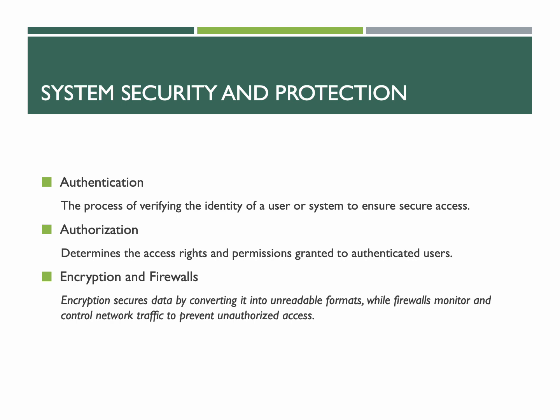Next is encryption and firewall. Encryption secures data by converting it into unreadable formats, which can only be decrypted by an authorized user. A firewall also monitors and controls network traffic to prevent unauthorized access. So a firewall can block malicious traffic trying to access your computer from the internet.